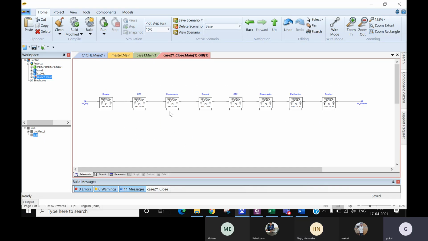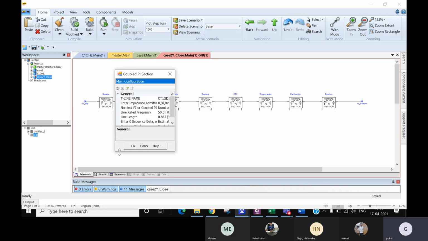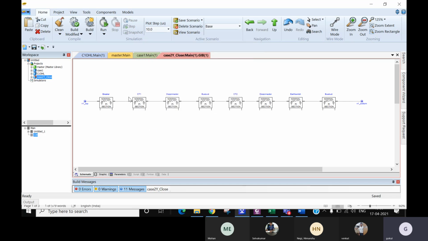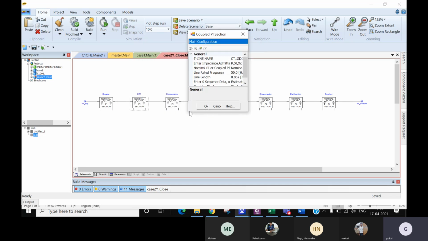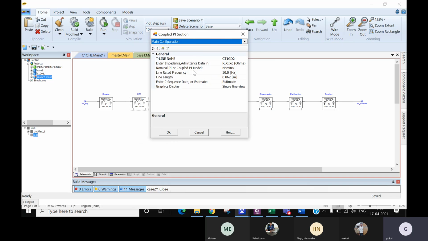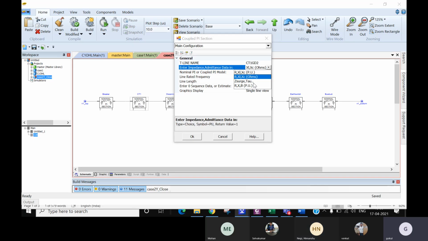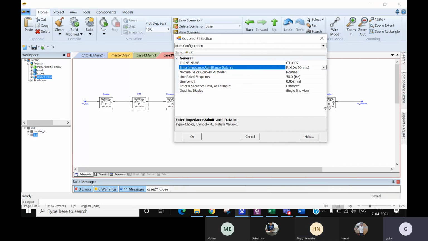I'll just open it up. First, we can discuss the modeling, then we can go for the cases. If you double click it, you will get this dialog box. The title name can be any name you want, it doesn't have any meaning. The impedance admittance data has different types of data methods you can give. Like in FFO we have given a surge impedance. Something like that, but that is different. That is based on the method.